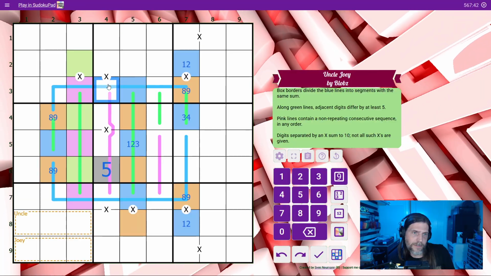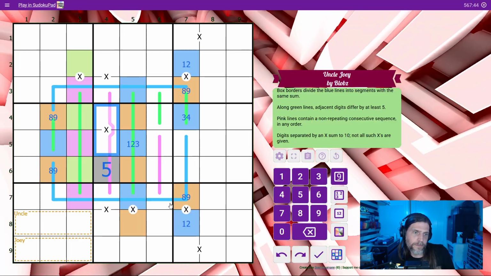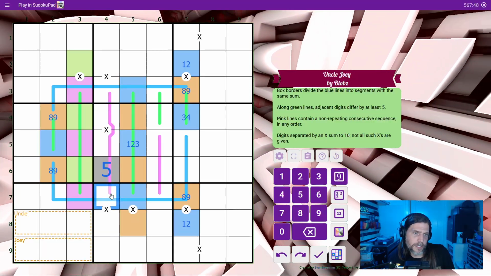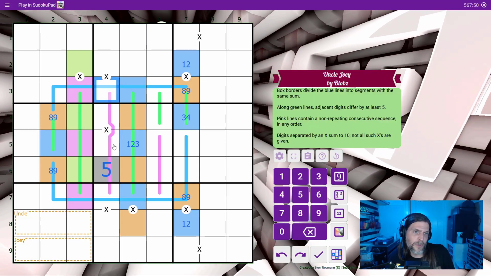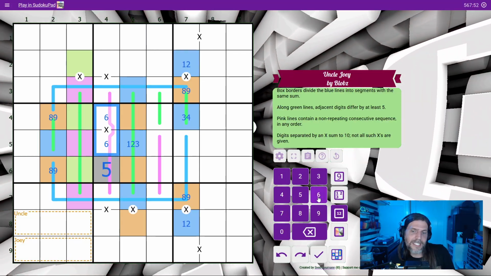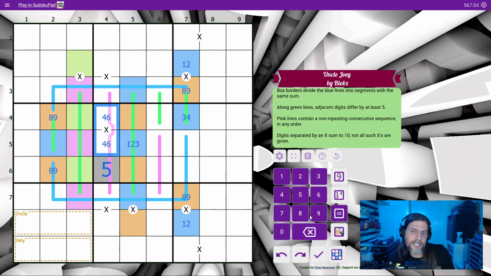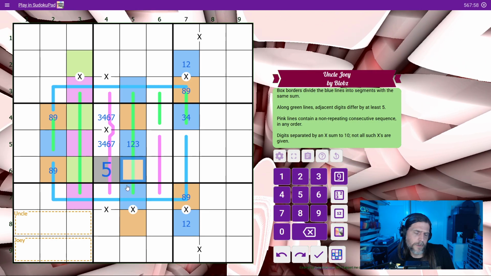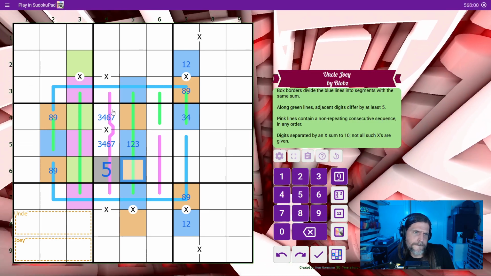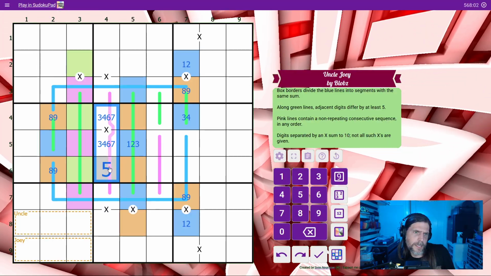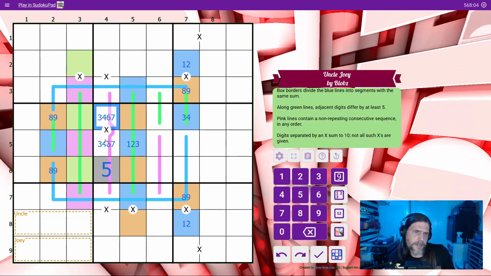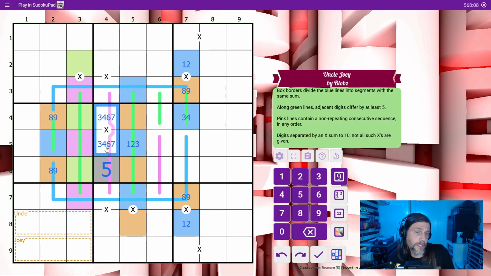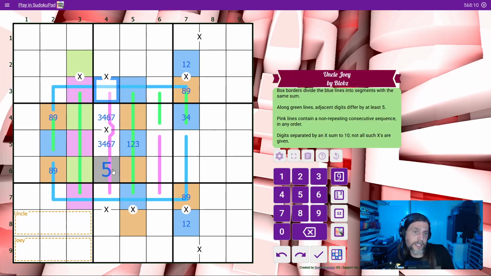8, 7, 6, 5, 4. So it's not 8 or 2. 6, 5, 4, 3 works. And 7, 6, 5, 4, 3. So it's okay to have this be a 6, 4 or a 3, 7. Right? If this is 7, this is 3. If that's true, yeah, we can't do that actually.